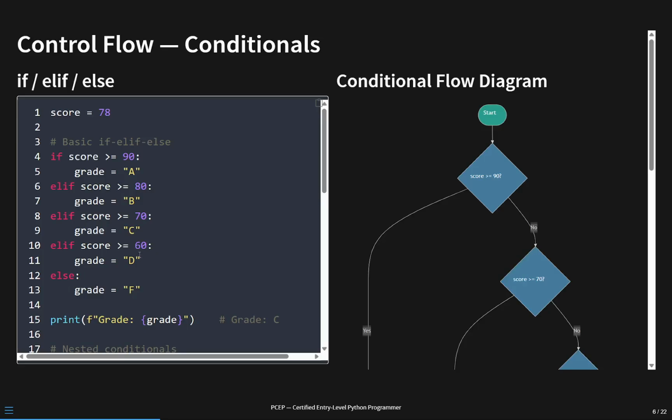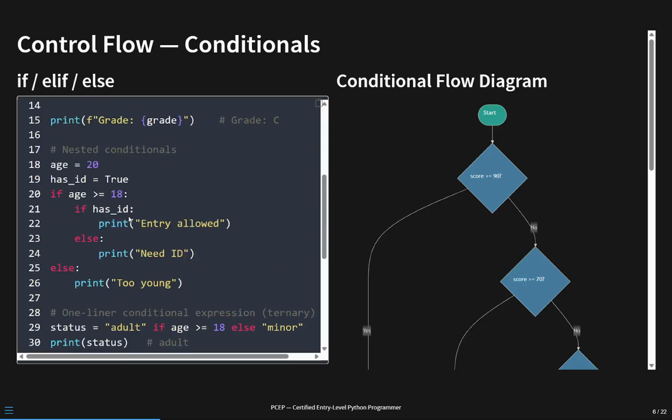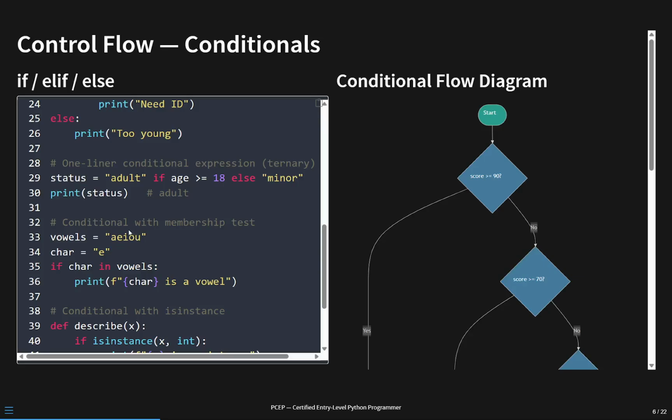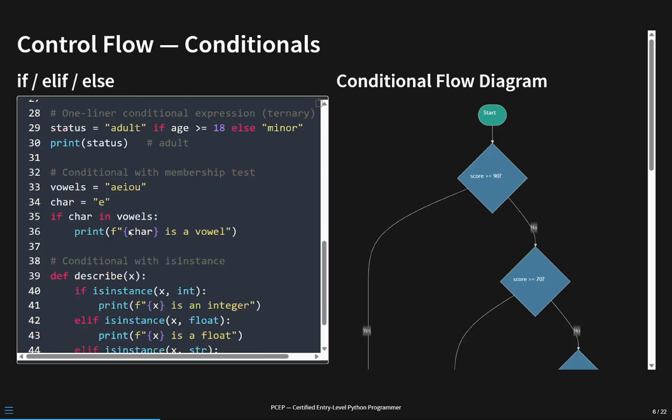Nested conditionals. An if inside another if. The inner condition only evaluates if the outer is true. Use sparingly. Deep nesting is hard to read. The ternary operator. Python's one-line conditional expression. status = "adult" if age >= 18 else "minor". The value before if is returned when the condition is true. The value after else when false. This is the conditional expression, and the exam tests it frequently. Note the order: expression, then if, then condition, then else, then the other expression.